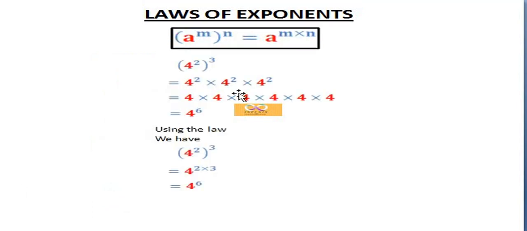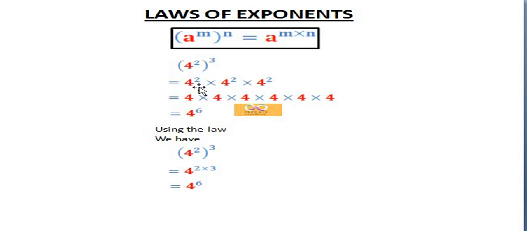Now let's start with the third one. The third law states that a to the power m to the power n is equal to a to the power m multiplied by n, the product of the powers. So in general, how do we use it? 4 to the power 2 to the power 3. This means I will write it in the expanded form, the normal one. This means that the number inside the bracket is multiplied by itself 3 times. So I will write 4 to the power 2, 4 to the power 2, 4 to the power 2.